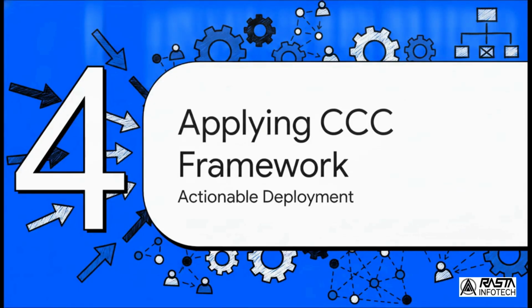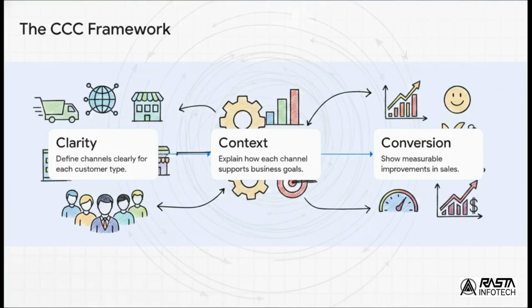Okay, let's bring this down to earth in Section 4, Applying the CCC Framework. So, this is the CCC framework: clarity, context, and conversion. Step 1 is clarity. You absolutely must define your distribution channels incredibly clearly for every single customer type. Step 2 is context. You need to explain to your internal teams how each specific channel actively supports your broader business goals. And step 3 is conversion, using the system's reporting to show measurable improvements in sales, efficiency, and customer satisfaction. This framework proves that well-defined channels actually deliver measurable, high-energy results for your business.